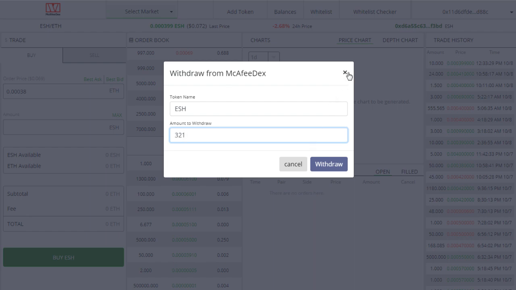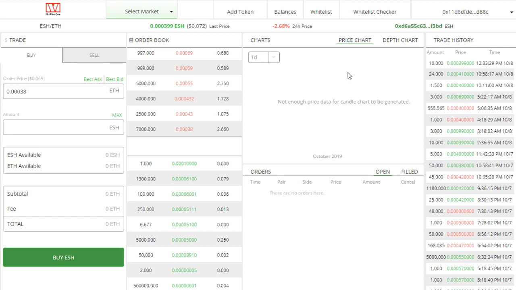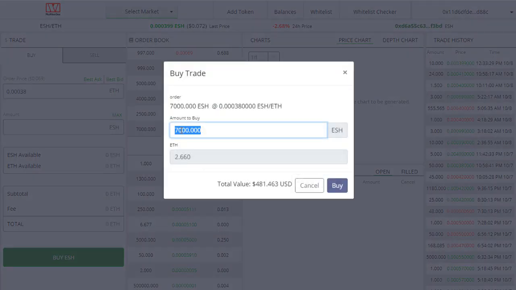So let's click on one of the sell orders because we want to buy ESH. Here you can enter the amount of ESH you want. So let's say we want 200 ESH. You enter ESH and then you click buy. So this is how you buy a token on the exchange.